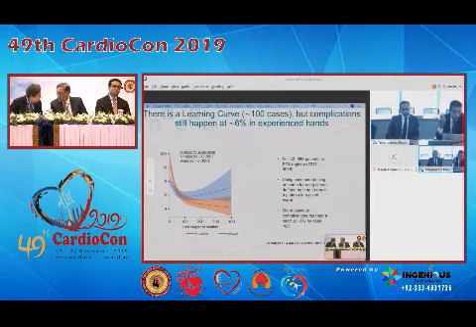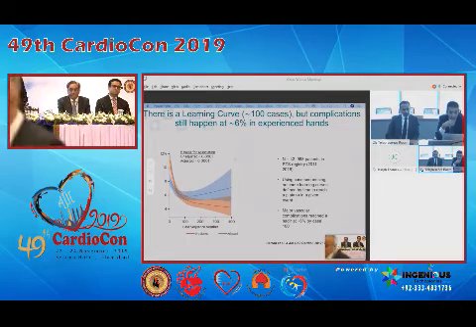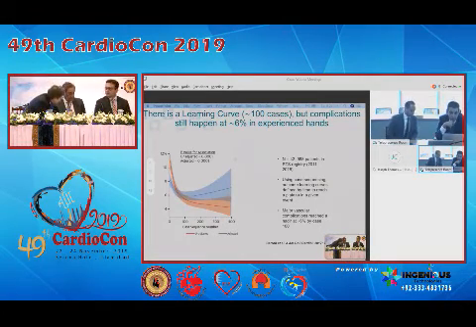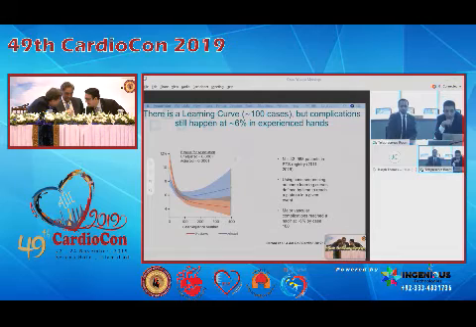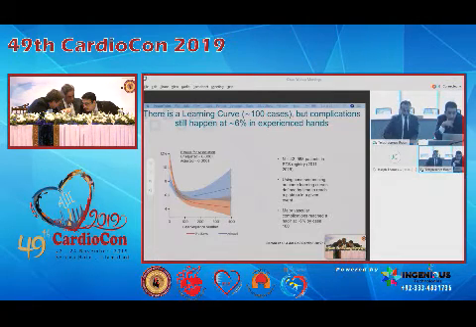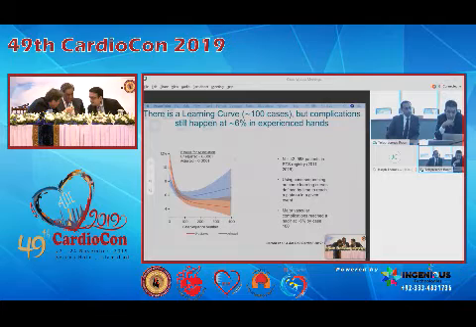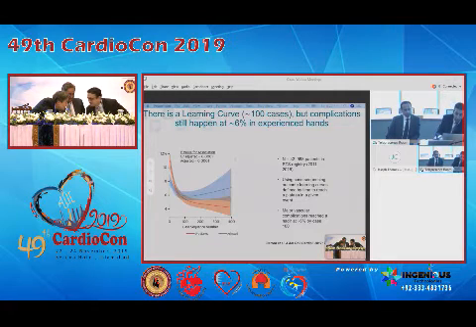There's still a learning curve for these complications. So it takes about 100 cases to drop the vascular complications with these. But as you can see here, in spite of very experienced operators, over 100 cases and several hundred cases, the complications still happen at a 6% rate roughly in experienced hands.